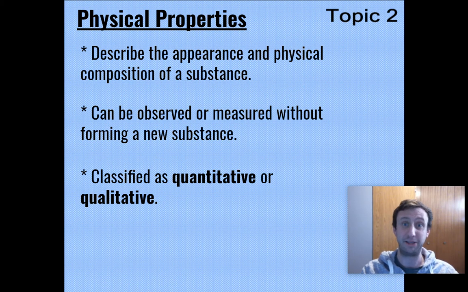If I said something's shiny, that's a physical property because I can prove that without changing the substance. I can just look at it and see that it's shiny, or it's yellow, or smooth, or whatever. Those are all physical properties. So they're things that I can test or show without doing a chemical reaction, without changing the substance.